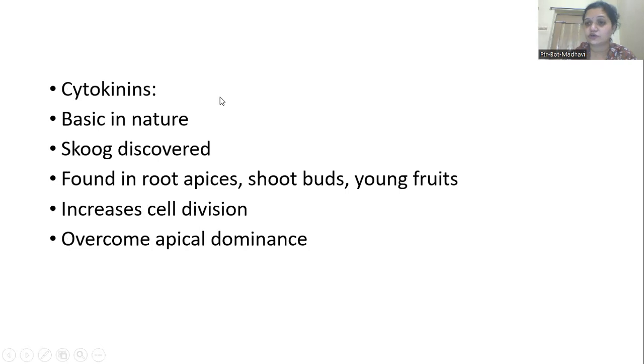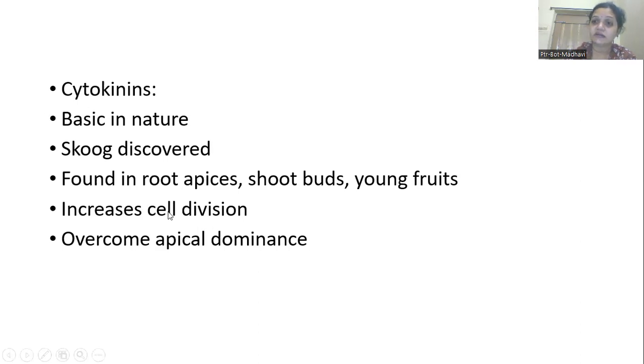And next come the cytokinins. Cytokinins are growth promoting hormones, which are basic in nature. This was first discovered by Skoog. They are found in the root tips and the stem shoot buds, and stored in the matured and young plant parts, that is the young leaves and lateral buds. They have an action similar to the auxins, and along with auxins we can use the cytokinins in the tissue culture lab for root promotion and shoot promotion in the stem cuttings and in the tissues.